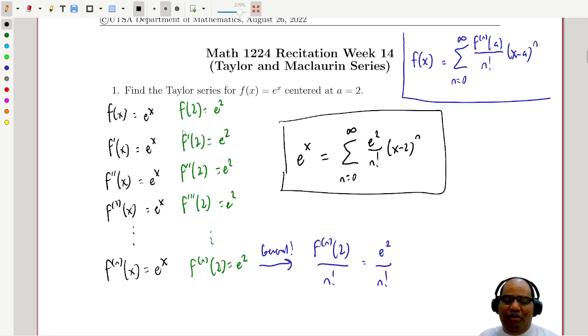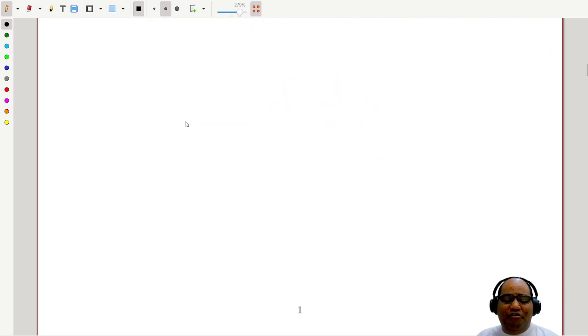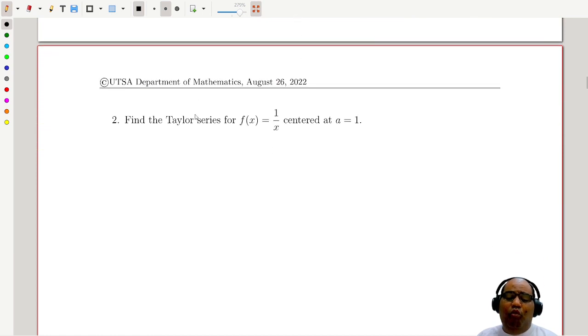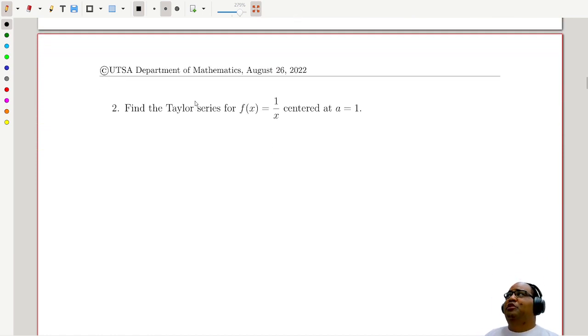Well, let's go ahead and look at our next one here. 1 over x, this time centered at a equals 1. Now, if you remember, we did this one way by exploiting the geometric series trick. And in fact, you can still do that here. But let's go ahead and do this with the Taylor approximation. So again, the first thing is we're going to need to look at our function and all of its derivatives. We're going to need to try to find a pattern. So f of x here is 1 over x.